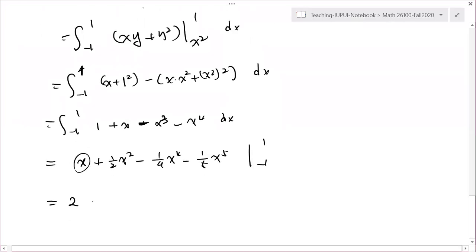This gave me 2, this gave me 0, this gave me 0. Okay, and here is also giving me 2 because 1/5 minus -1 is 2. Okay, you can do that. So the answer is 8/5. So that is the answer. Okay, yeah, you can do this part.